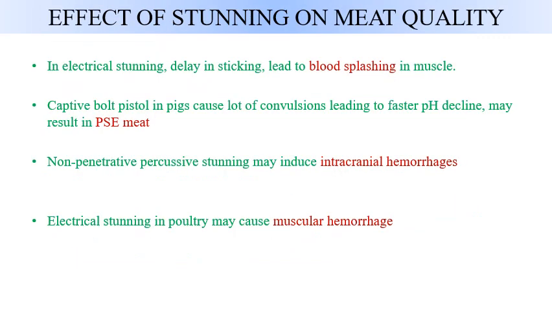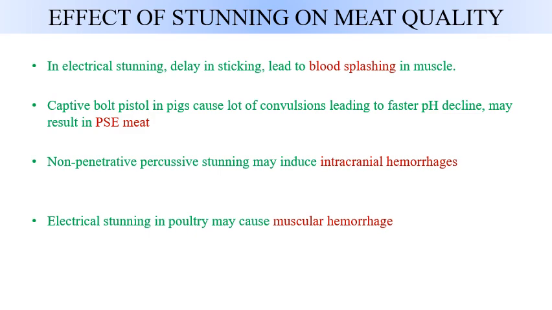Effect of stunning on meat quality. In case of electrical stunning, delay in sticking leads to blood splashing in muscle. Sometimes it may happen in case of mechanical stunning also. So immediately after stunning the bleeding should be done. Particularly in electrical stunning, there is a huge increase of blood pressure. So if there is a delay, it may cause rupture of the minute blood vessels inside the muscle, leading to blood splashing, or sometimes also called muscle splash.